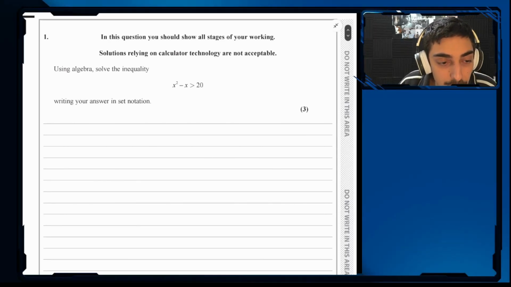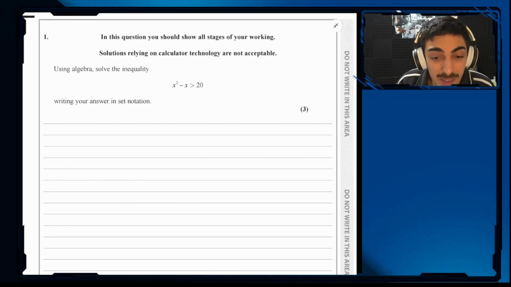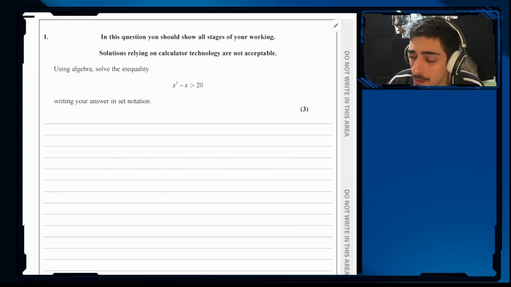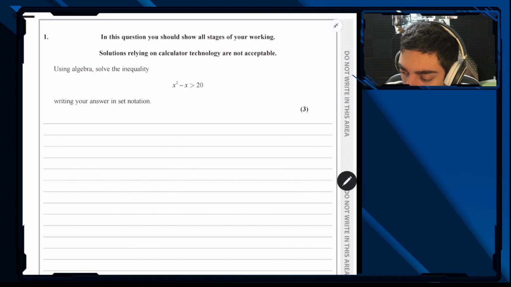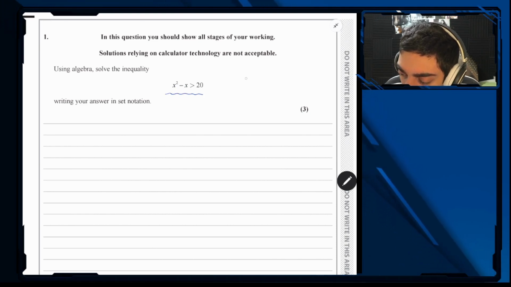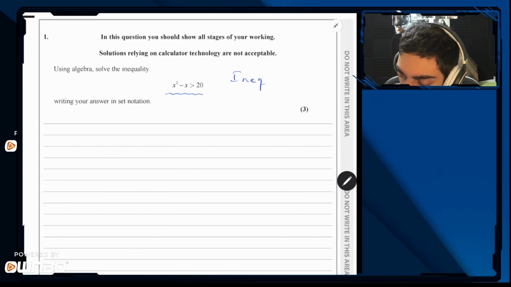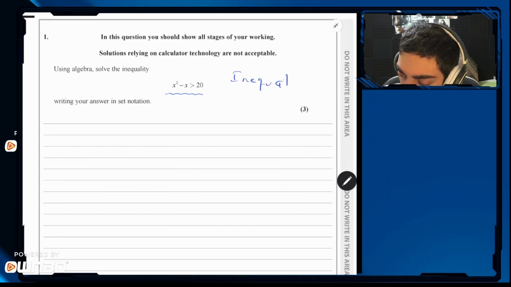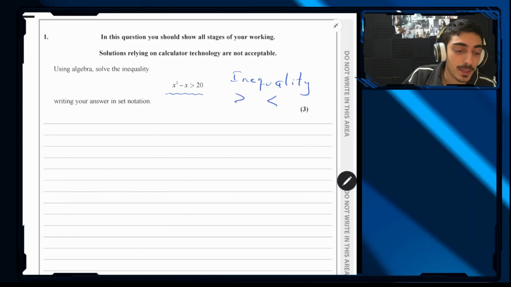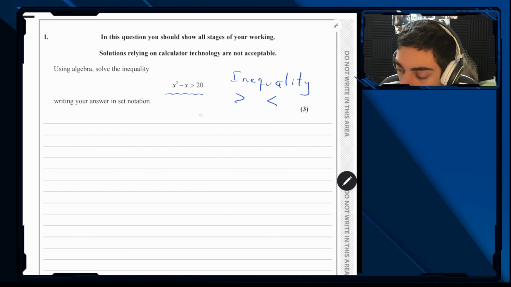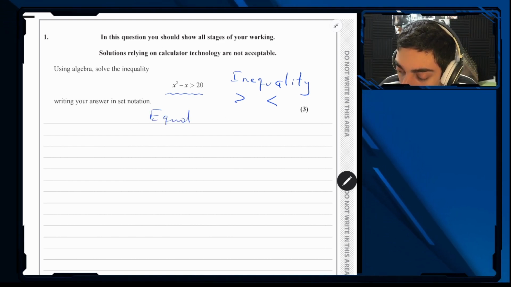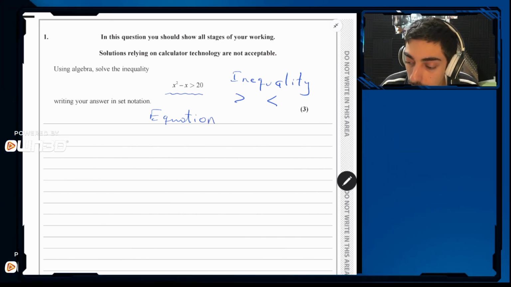So this question is asking, using algebra, as if we can use anything else here, solve this inequality here, this one. What's an inequality? An inequality has the unequal sign, so it has bigger than or smaller than. That is how you know you are dealing with an inequality, as opposed to an equality, or an equation, we call it. What does an equation have? It has the equal sign here instead. Okay, so this is what is the difference.